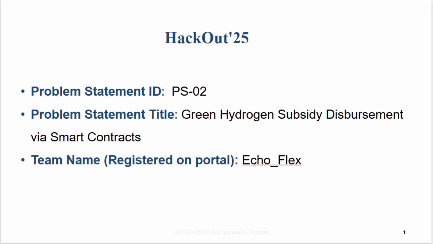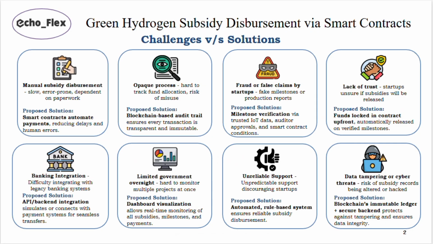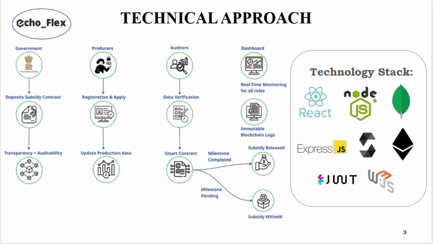We have worked upon problem statement 2, which is green hydrogen subsidy disbursement via smart contracts. These are the challenges which we have defined, and we have worked to give its probable solutions under 42 hours of this hackathon. Now, this is the technical approach which we have taken.